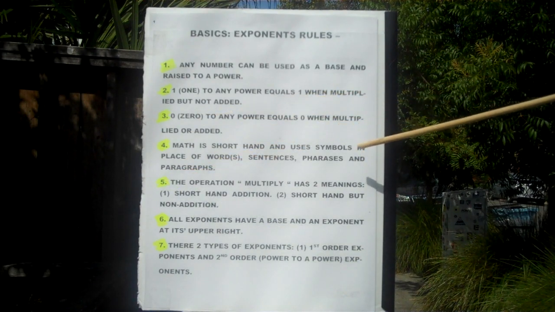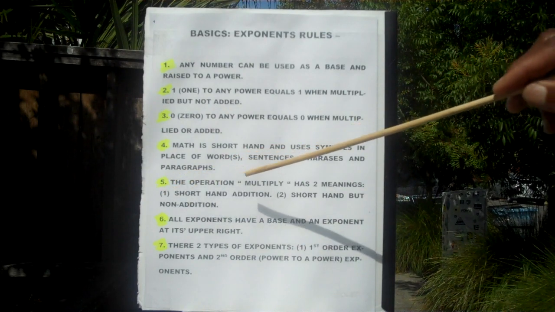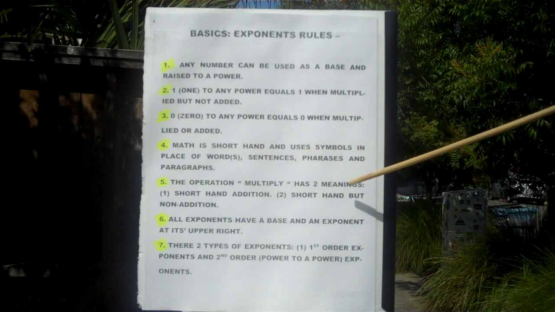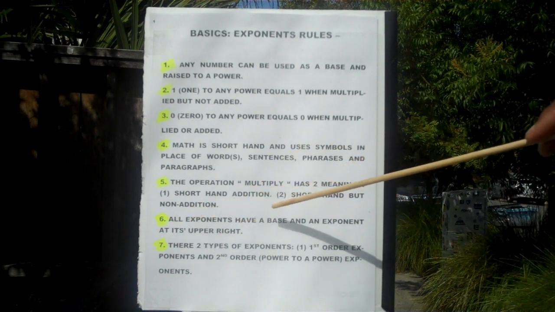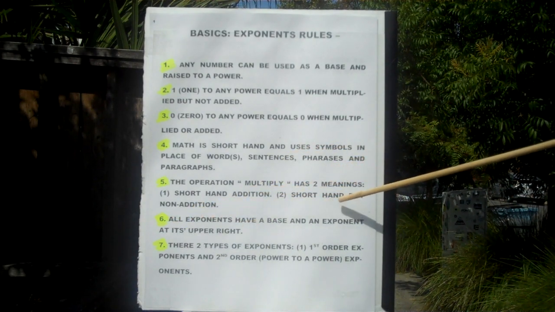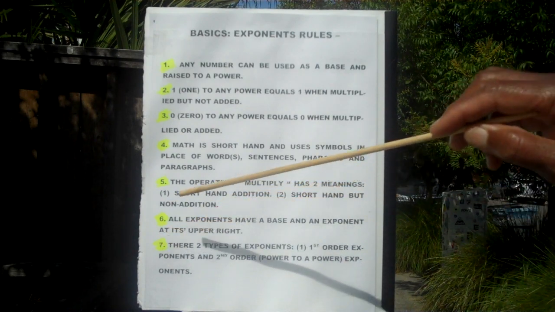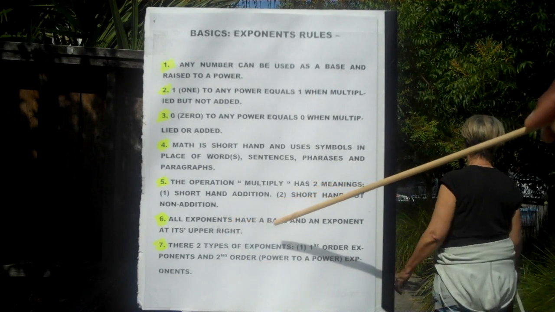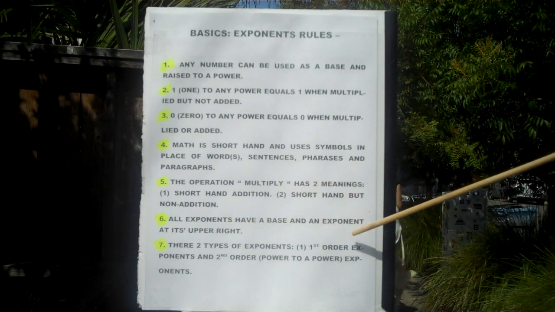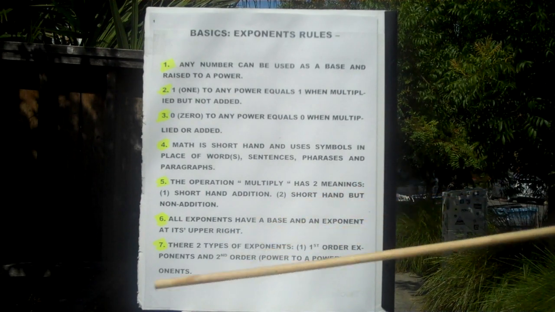5. The operation multiply has two meanings: 1. Shorthand addition, and 2. Shorthand but non-addition. Number 6. All exponents have a base and an exponent at its upper right. Number 7. There are two types of exponents: 1. First order exponents and 2. Second order power to a power exponents.